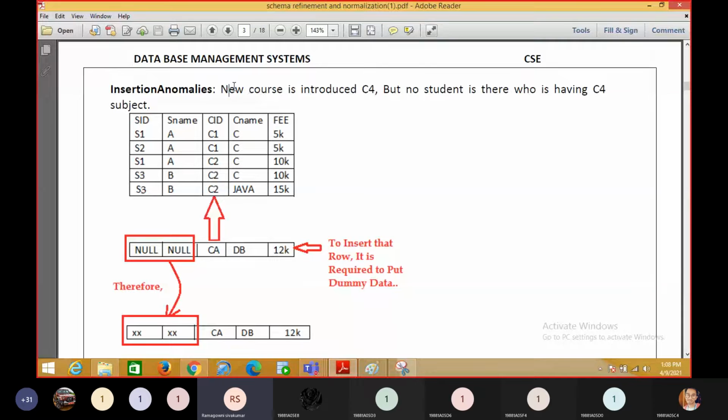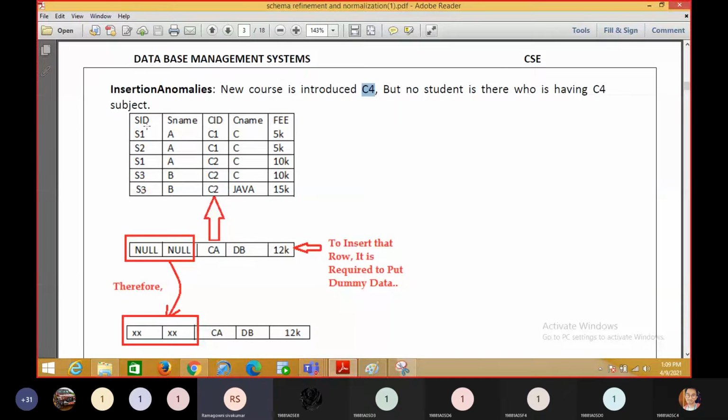Insert anomalies. A new course is introduced, C4 here. See the examples. A new course, C4, is introduced, but no student has C4 as a subject. Here the course name we have is C4, and for C4 no student is available. That's the insertion problem.